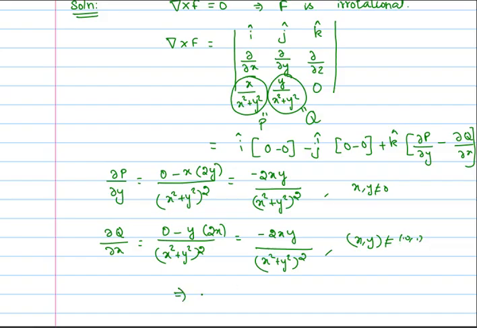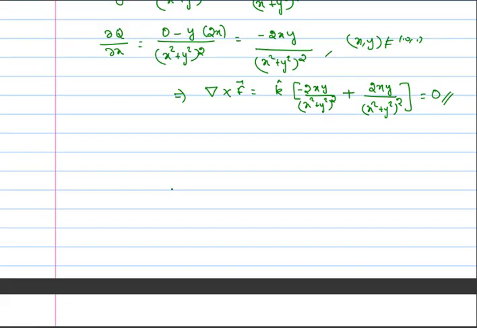Now this implies curl of F equals k component times: del P by del y is minus 2xy divided by x square plus y square the whole square, minus del Q by del x, which is again minus, so it becomes plus 2xy divided by x square plus y square the whole square. So this is 0. This implies the F vector is irrotational.